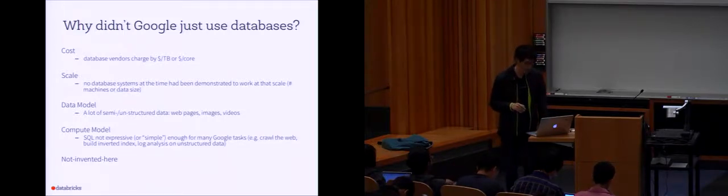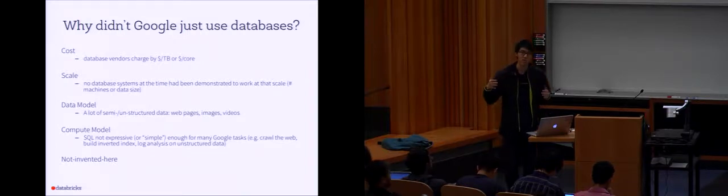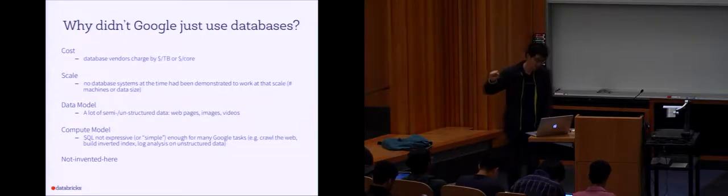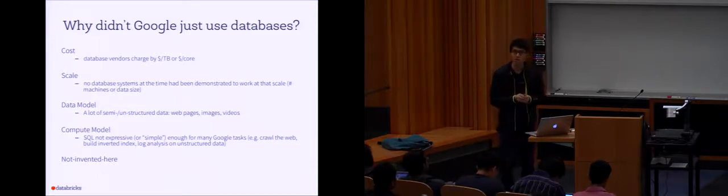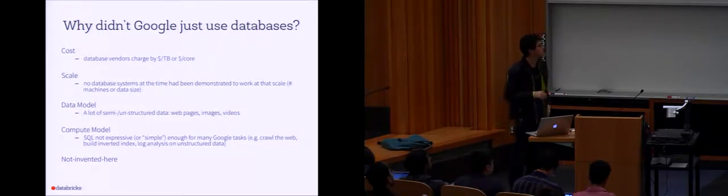The second part is about scale. There were no database systems back in 2003, 2004 that would demonstrate it to work at the petabyte scale. Even now, it's kind of hard to find referenceable cases of databases that work at the petabyte scale. And then data model: Google has a lot of data like HTMLs and images. Those don't fit very well in your relational form. And compute model: while you might be able to do a lot with SQL, SQL is not enough, because how are you going to write a SQL query to crawl the web? It's very hard. You might be able to do it through UDFs, but it's fairly hard to capture in SQL.